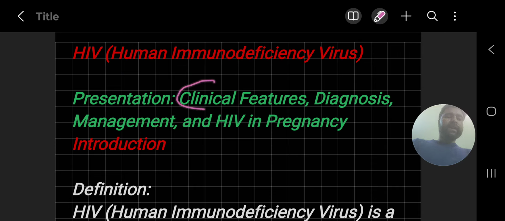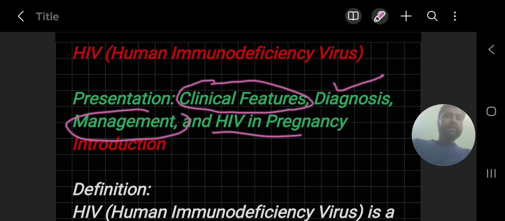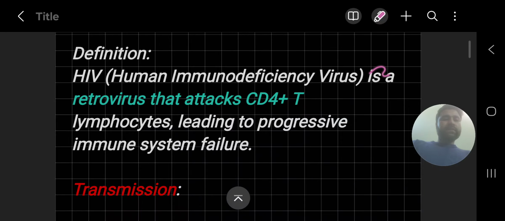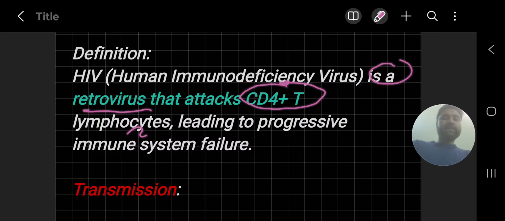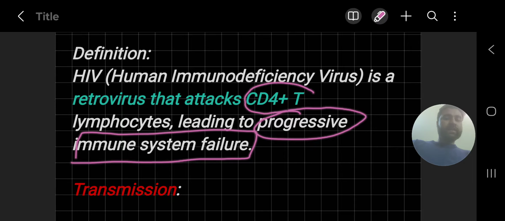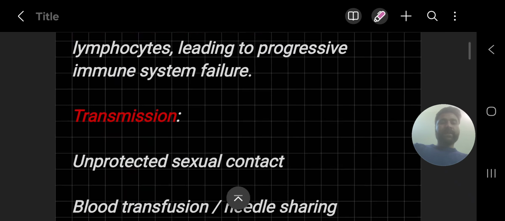In this video, I will discuss its clinical features, how it is diagnosed, how it is managed, and HIV in pregnancy. So, it is a retrovirus that attacks your CD4 helper T cells, leading to progressive immune system failure. Because these CD4 helper T cells are responsible for production of certain cytokines that activate the other cells.